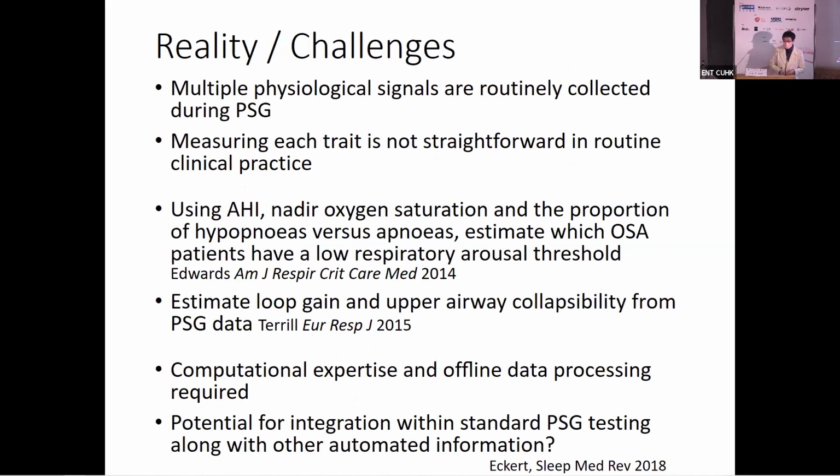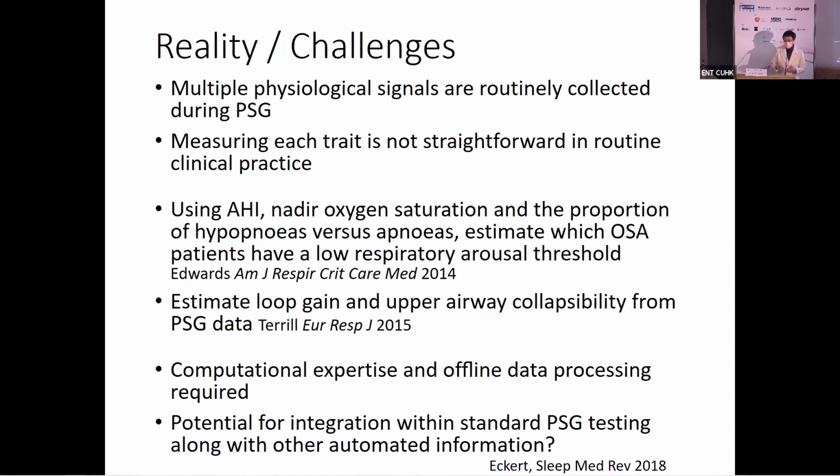The reality and challenges are that currently the PSG collects a lot of signals, but in the clinical lab, we don't know how to use these signals to derive more answers apart from the AHI, oxygen saturation, and so forth. There are some complicated calculations, small formulas that you can use to predict who might have a low respiratory arousal threshold. With some manipulation, we can actually estimate loop gain and upper airway collapsibility from our current PSG data, but you need a lot of computational expertise and some offline data processing.